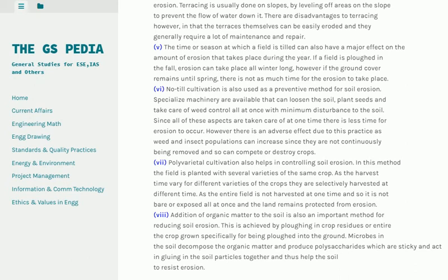8. Addition of organic matter to the soil is also an important method for reducing soil erosion. This is achieved by ploughing in crop residues or an entire crop grown specifically for being ploughed into the ground. Microbes in the soil decompose the organic matter and produce polysaccharides, which are sticky and act in gluing the soil particles together and thus help the soil to resist erosion.